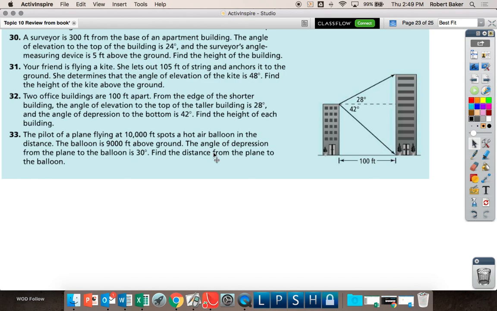A surveyor is 300 feet from the base of his apartment. Now, you may not have time to draw all these fancy pictures tomorrow. Really? 300 feet from the base of his apartment building.